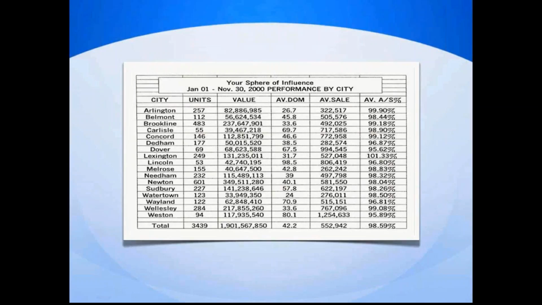Okay, thank you. You can see that one area, Lexington, look at this, there was 249 homes sold, and they sell on average for 101.33% of the asking price. So that's a hot area. Okay, got it. Okay, thank you.